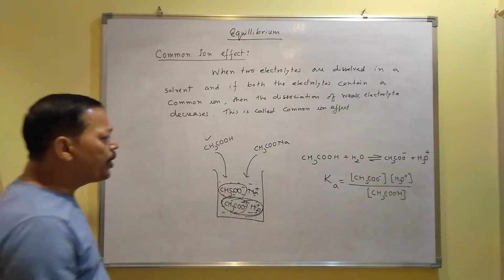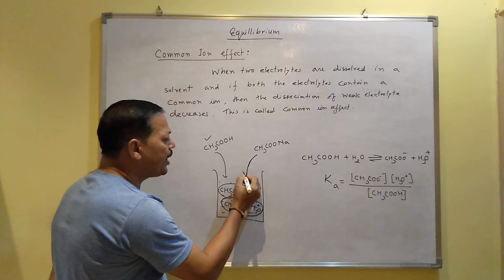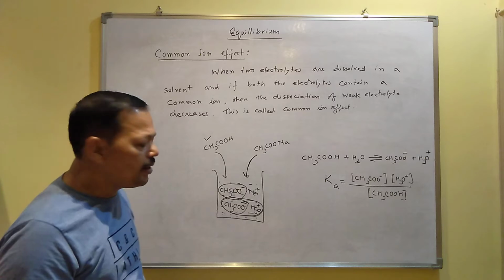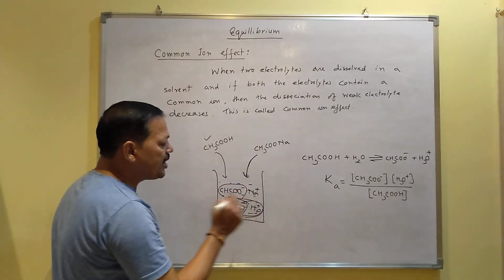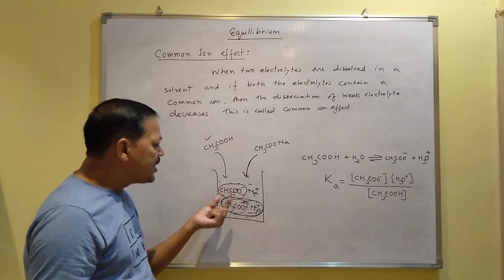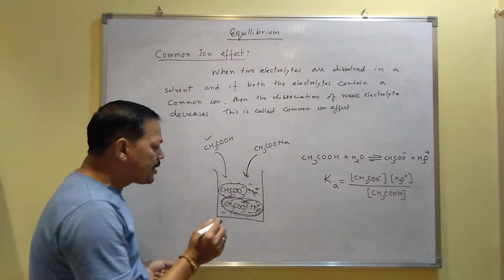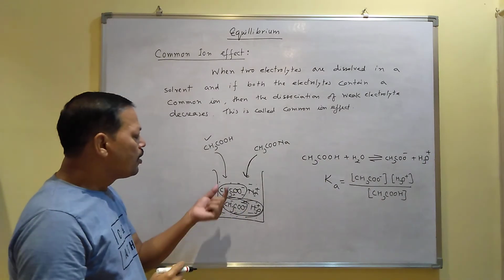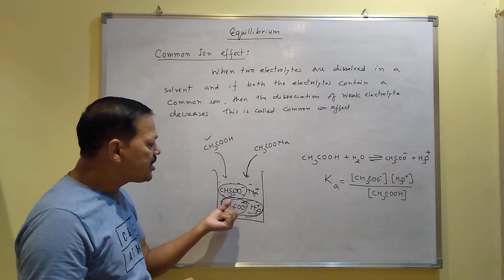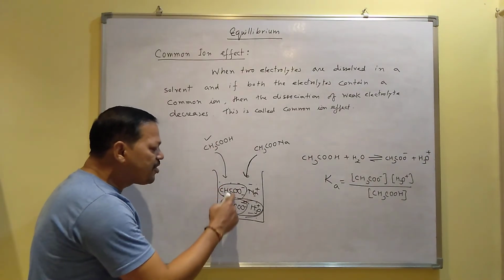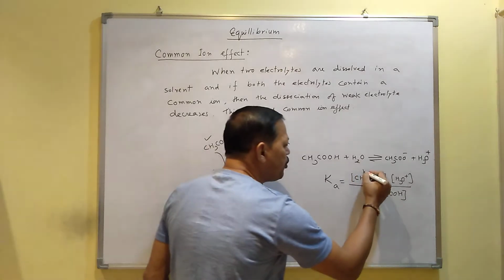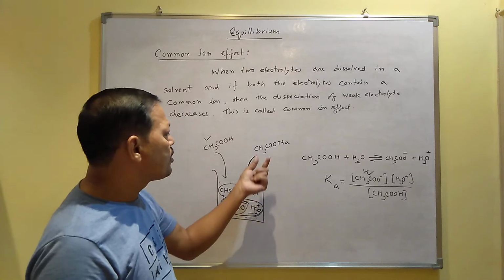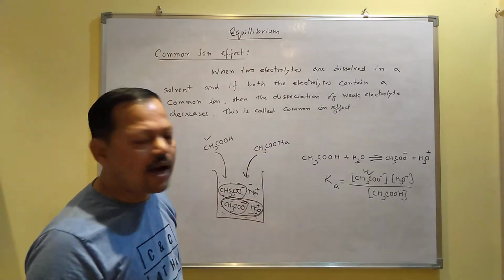I mean, acetic acid has one particular Ka value in this solution. Now, when you dissolve another electrolyte like sodium acetate, it also produces some ions, I mean acetate ion and sodium ion. Then when you dissolve this sodium acetate in the same solvent, since it also produces acetate ion, ultimately the concentration of acetate ion goes on increasing in the solution, because the second electrolyte also has the acetate ion.